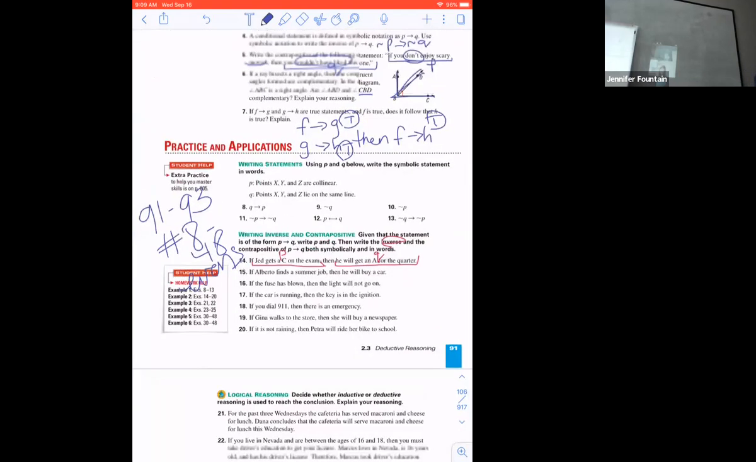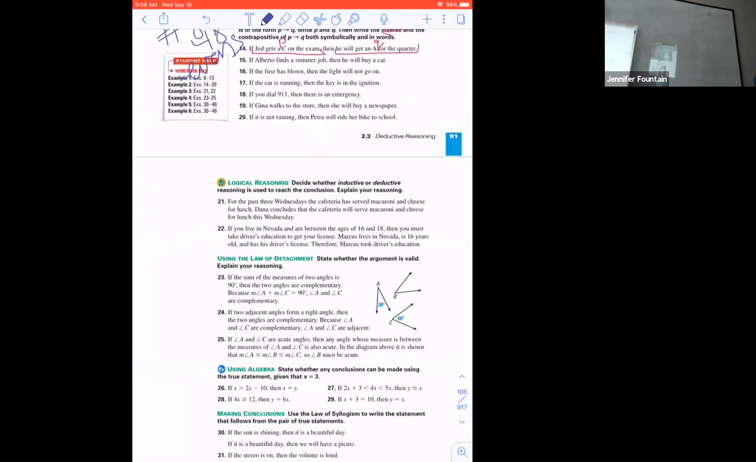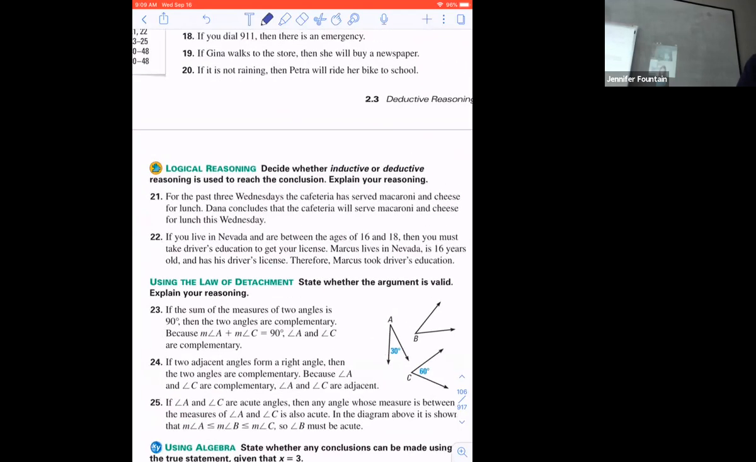All right. 22. Decide whether inductive or deductive reasoning is used to reach the conclusion. Remember, we talked about inductive and deductive reasoning. Inductive reasoning is making a conclusion or making a guess based on a pattern, based on examples of something happening, whereas deductive reasoning is based on facts and truth and things that have been proven.